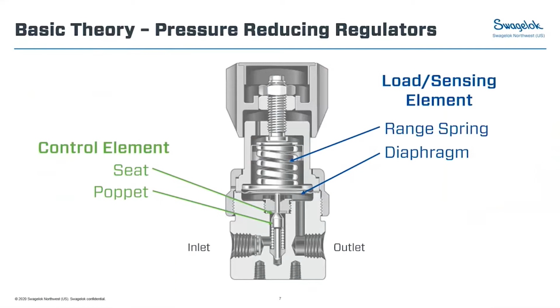And then our diaphragm, and this could also be a piston. Those are sensing our pressure, in this case, our downstream pressure. So this regulator here that we're looking at is a pressure reducing regulator. It's sensing our outlet pressure.